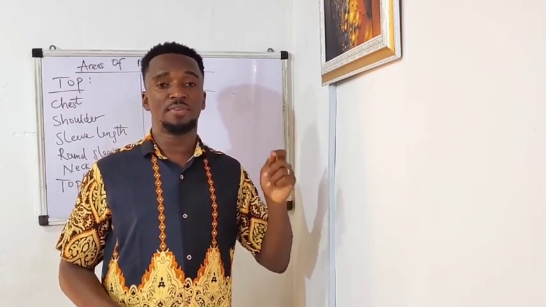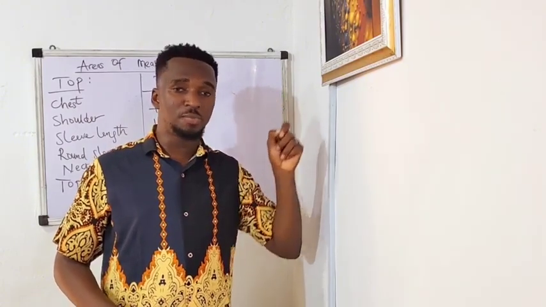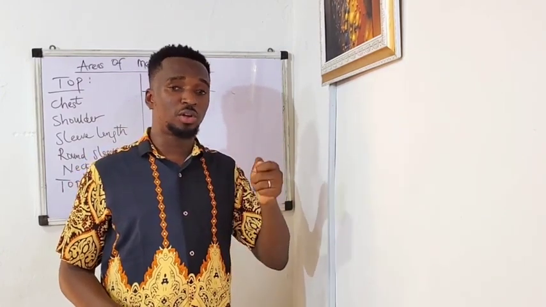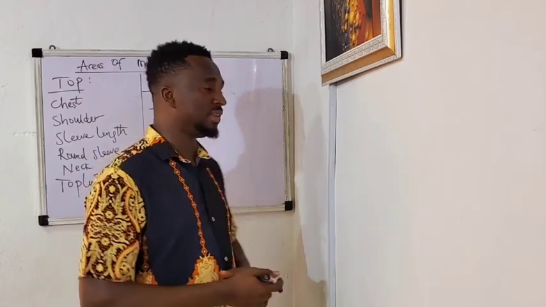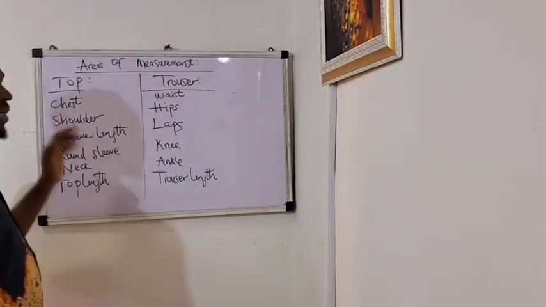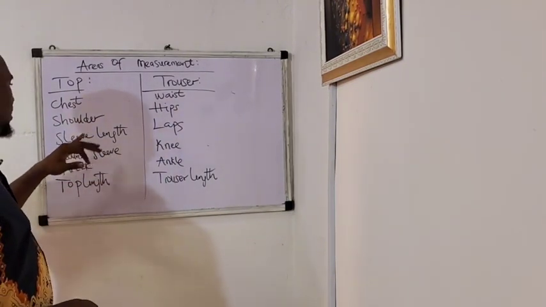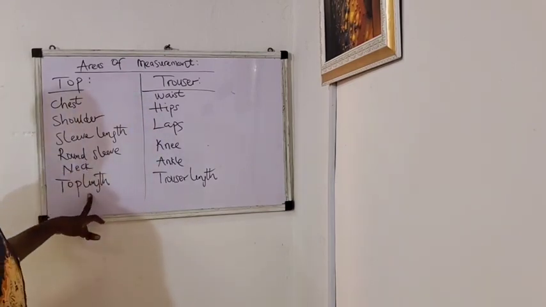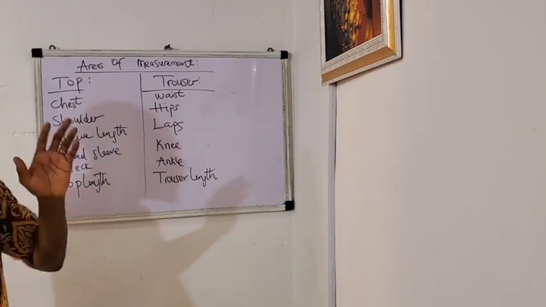Carefully follow the steps I will apply now, and please note the arrangement, how it was arranged on the board. This is how you must also do yours for an effective outcome. The first area to consider is the chest. The next is the shoulder, the next is sleeve length, the next is front sleeve, the next is neck, and the last is top length. So we have 6 areas of measurement.